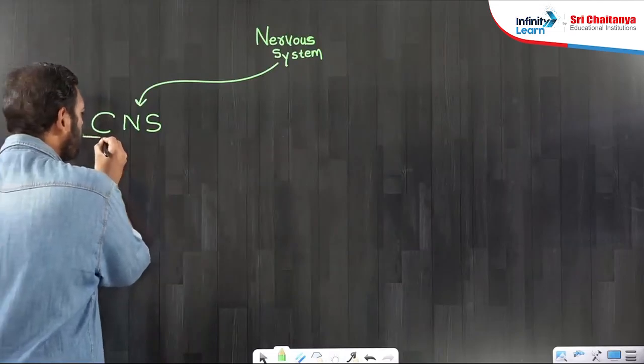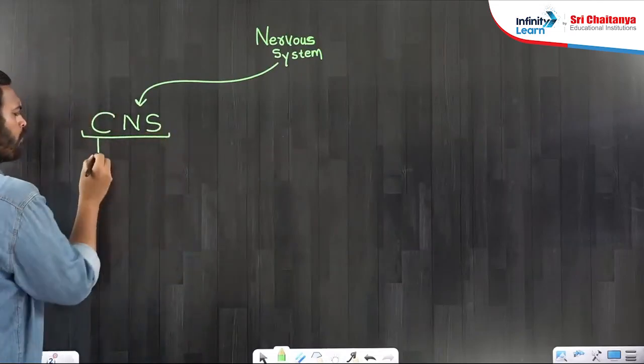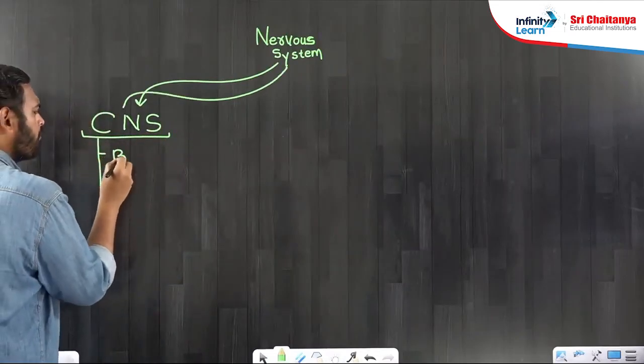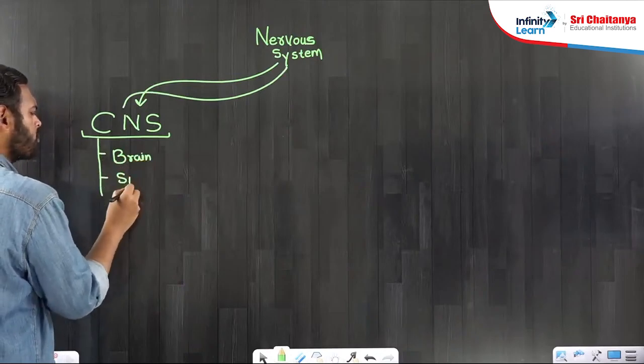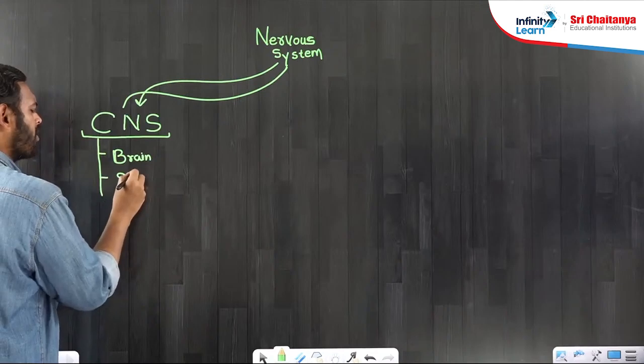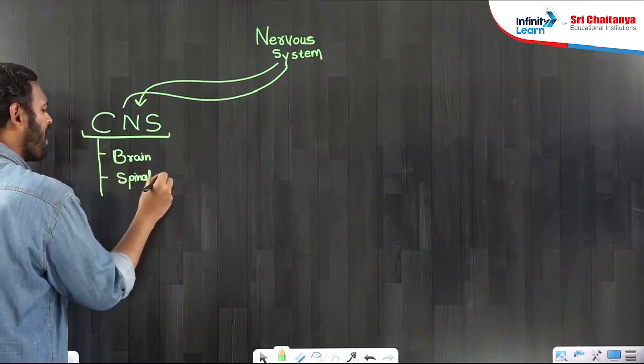It includes only two organs. What are those? Brain, and then inside your spine, which looks like a thin cord, therefore the spinal cord.